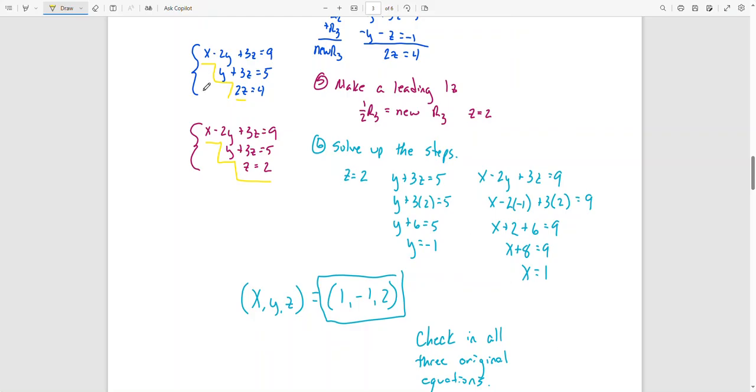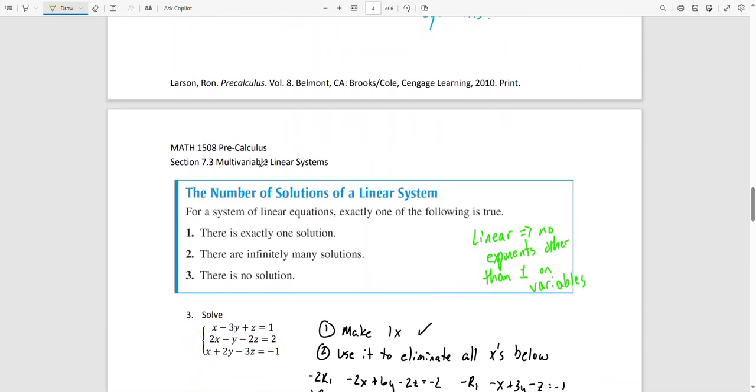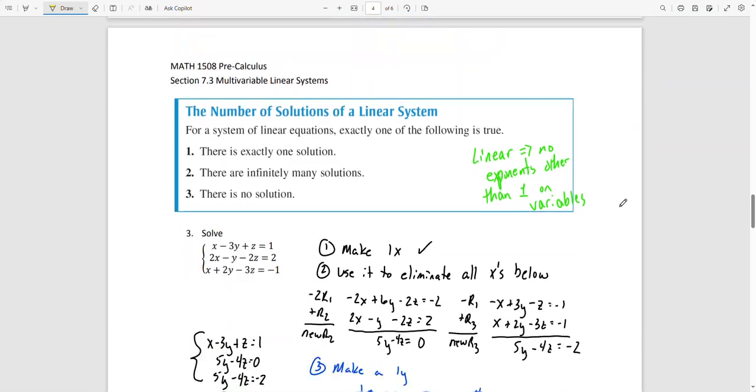Notice that sometimes the ones come very easily and the elimination kind of flows. Always the same thing. Make a 1 for the x, use it, eliminate all the x's below. Make a 1 for the first y, eliminate all the y's below. Never a choice on what to do next. It's always given to you in a procedure. It's a system.